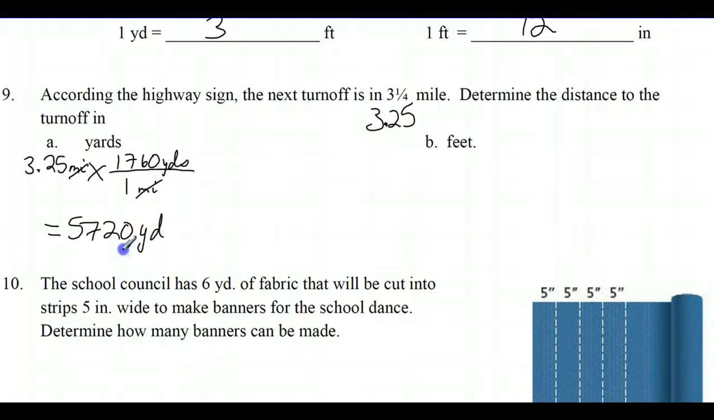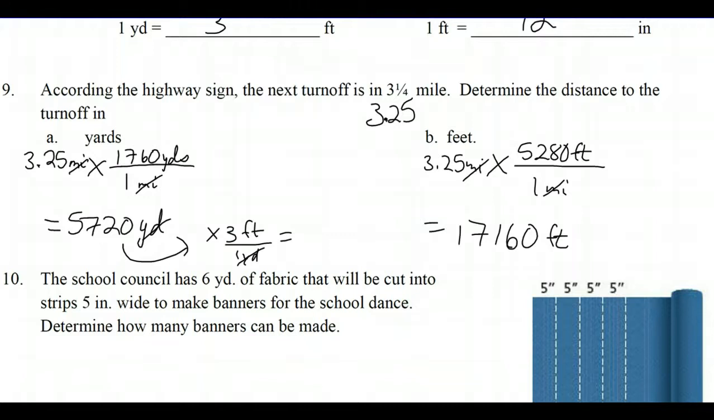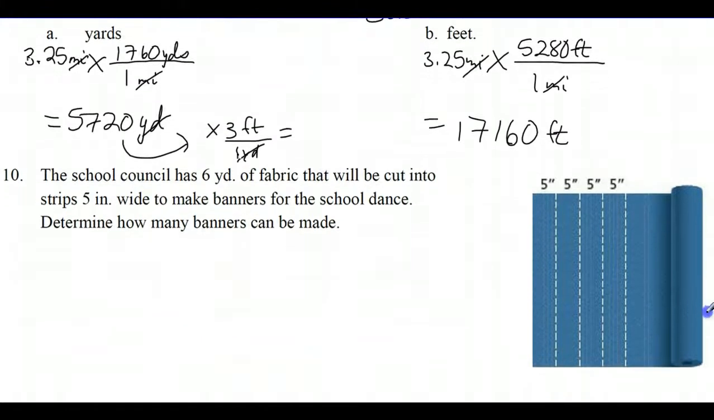In feet, well, we can either take this and multiply it by 3 feet in 1 yard, canceling the yards off, or we can do it this way, we can go 3.25 miles times, again, 1 mile is 5,280 feet. We get to cross these two guys off, multiply, and same number in both cases, right? It's 17160 feet. Right, and hey, no big pauses here, right? You want to pause, hit pause.